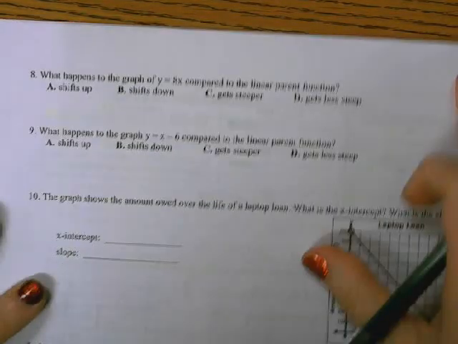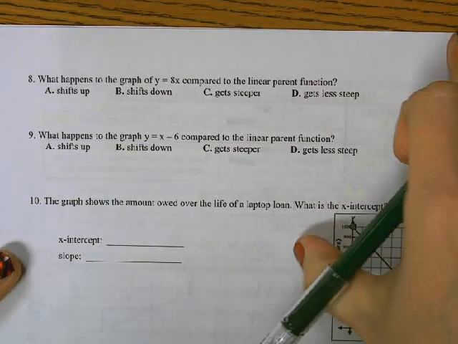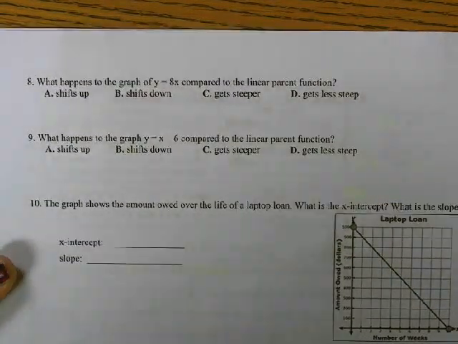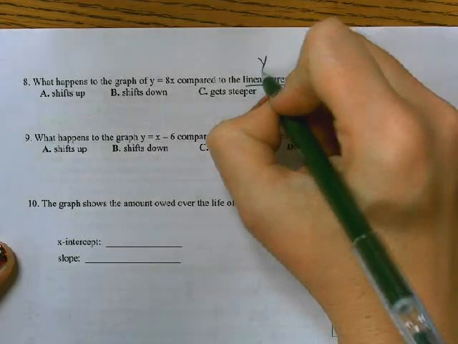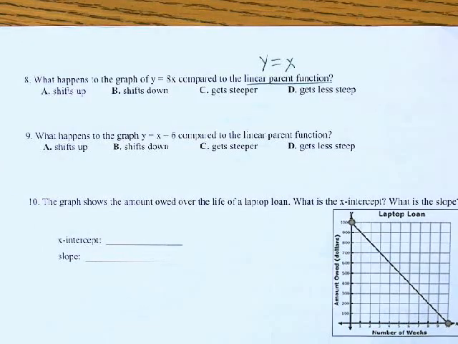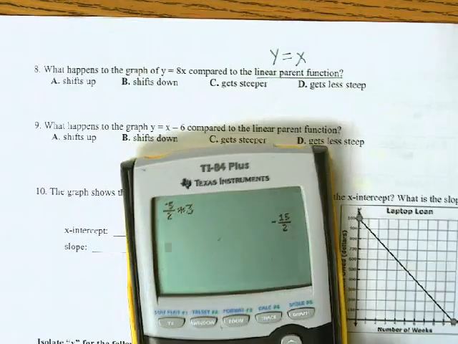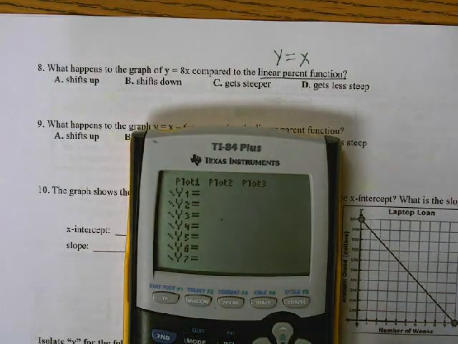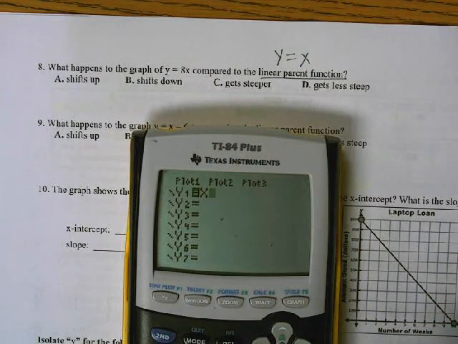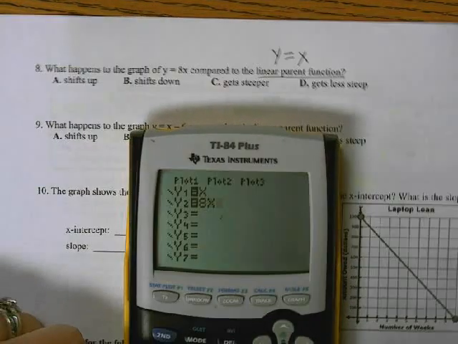Alright, second page. One page down, 3 more to go. It says, what happens to the graph of y equals 8x compared to the linear parent function? Now the linear parent function is y equals x. So how does it change? So we're going to take our two graphs and we're going to look at them on our calculator. So you go to y equals and you clear it out. You're going to put the parent function in, and then you're going to put 8x in.